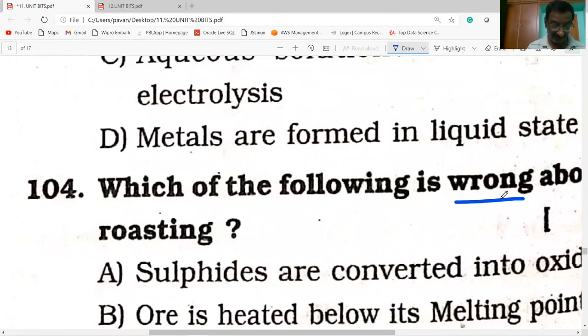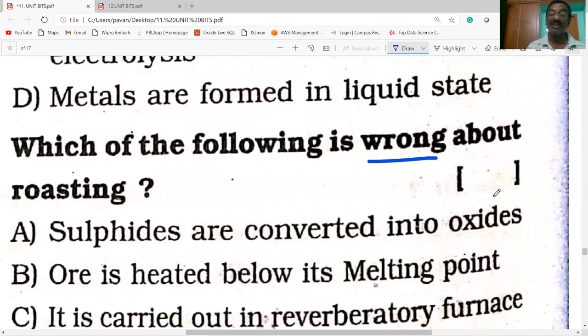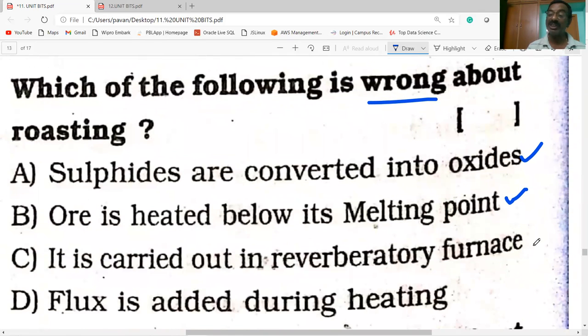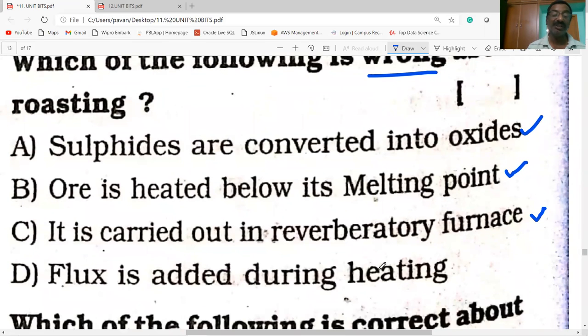Roasting valla wrong statement edi? Sulfides are converted into oxides. It is correct one. Ore is heated below its melting point. It is also correct one. It is carried out in reverberatory furnace. It is also correct one. Flux is added during heating. No ma. Flux endulo vaadtamu smelting lo vaadtamu roasting lo vaadamu.